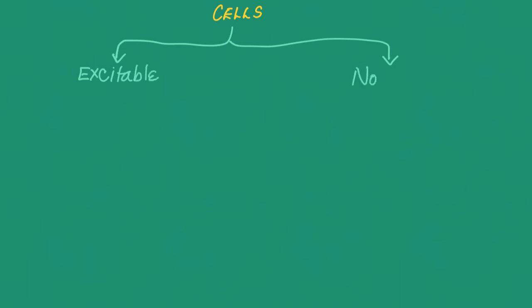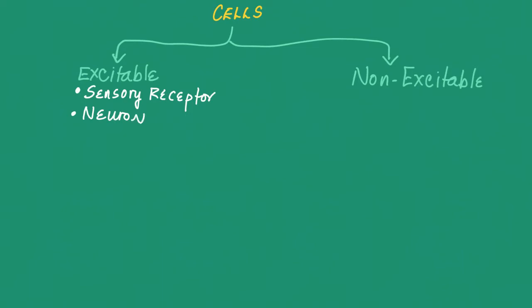Cells can be classified into two types depending on whether or not they are electrically excitable. So we have electrically excitable cells and electrically non-excitable cells. The majority of the cells in the body are not electrically excitable. However, sensory receptors are electrically excitable. They can pass on the information in the form of electrical impulses to neurons. So neurons are electrically excitable.